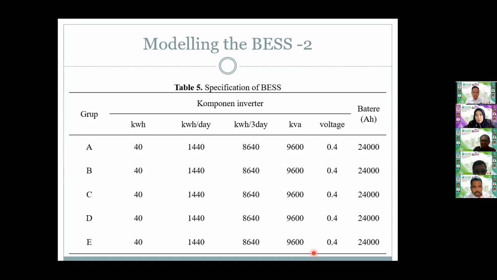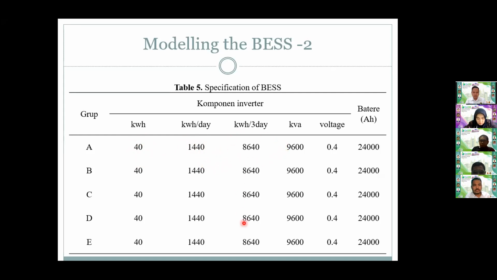With a simple formula, it is expected that each group can supply a minimum of 40 kilowatt. So the energy in a day becomes 1,440 kilowatt hour. This number is obtained by multiplying 40 kilowatt by 24 hours and 1.5 as the safety factor.